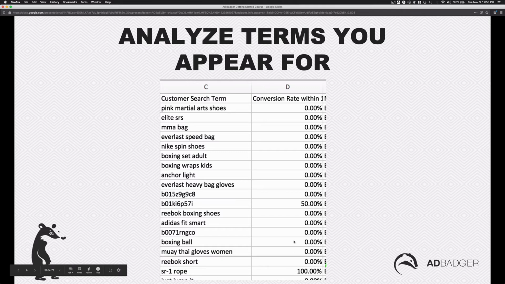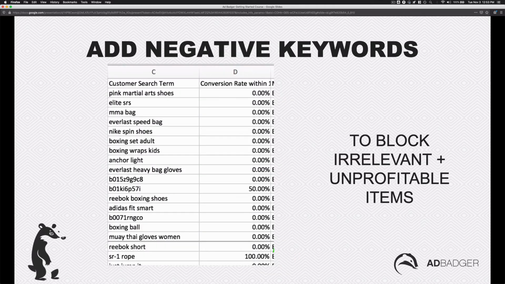So then what I'll want to do is block the things that didn't convert, because I have a lot of things that just aren't getting good conversions, like boxing set adult. I'm selling a jump rope. I don't want to appear for that. And, you know, Everlast heavy bag gloves. I don't want to appear for that because I'm selling a jump rope. So what you'll eventually do, and you'll do this with Ad Badger, is you'll want to block the things that are irrelevant and unprofitable.